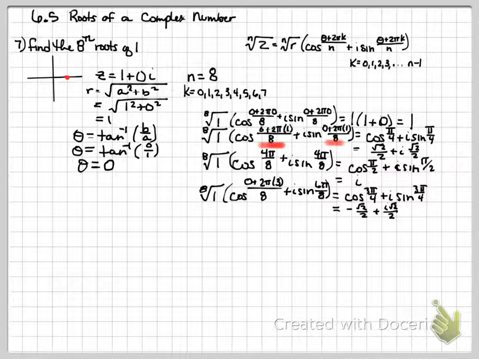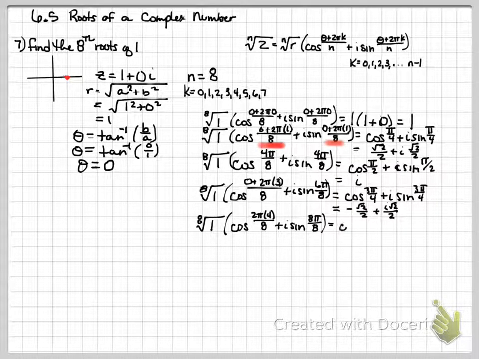Okay. Hey, we've got 1, 2, 3, 4 roots. 3 more to go and we're done. Keep going. The thing about this is it's patterns and keeping track of where you're at. So we have 0 plus 2 pi times 4 over 8 plus I sine of 2 pi times 4, which would be 8 pi over 8. Okay. 8 pi over 8 is just 1 pi. So that's the cosine of pi plus I sine of pi.